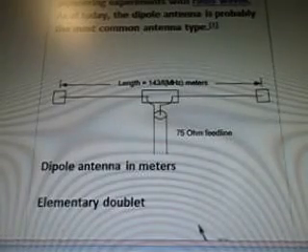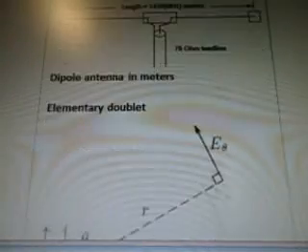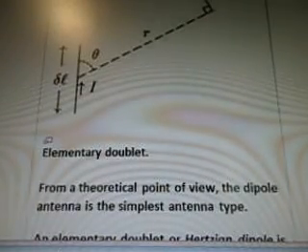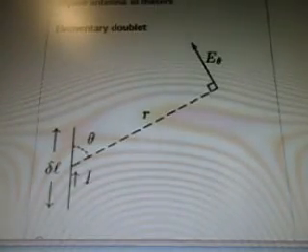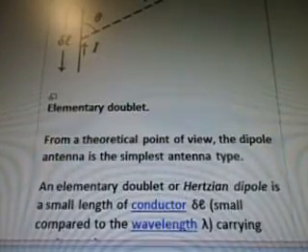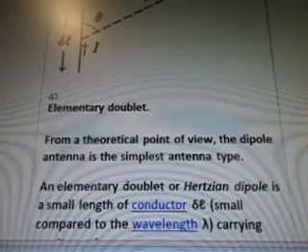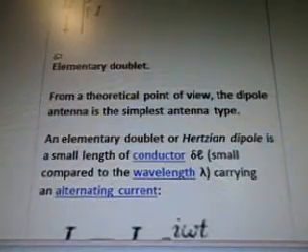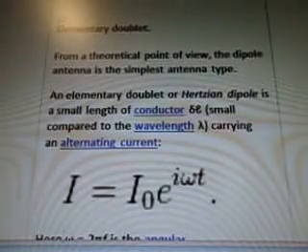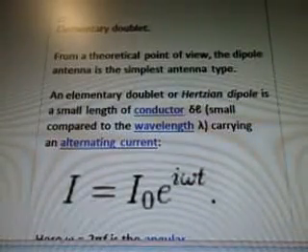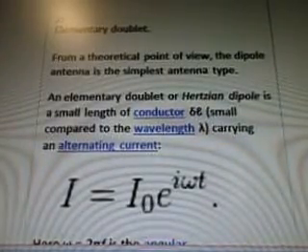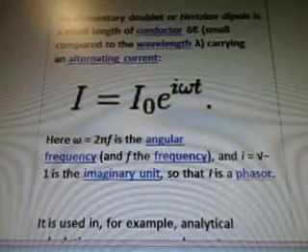So it shows the length in meters and the ohm feed line. And then there's an elementary doublet that came up showing how, I guess, the signal bounces or something. I don't know what that is. Theoretical. So they're talking about this being a theory. So from a theoretical point of view, the dipole antenna is the simplest antenna type. An elementary doublet or Hertzian dipole is a small length of conductor, small compared to the wavelength, carrying an alternating current. So there's the formula for that.